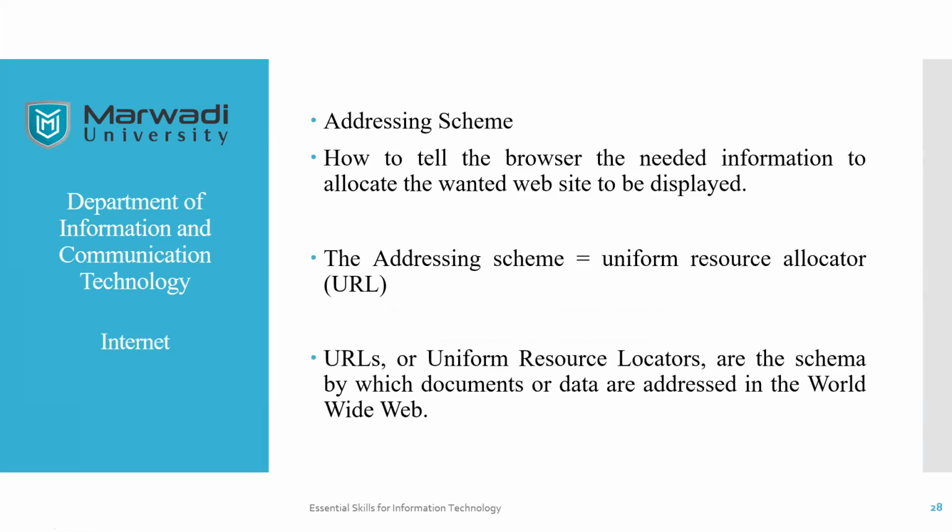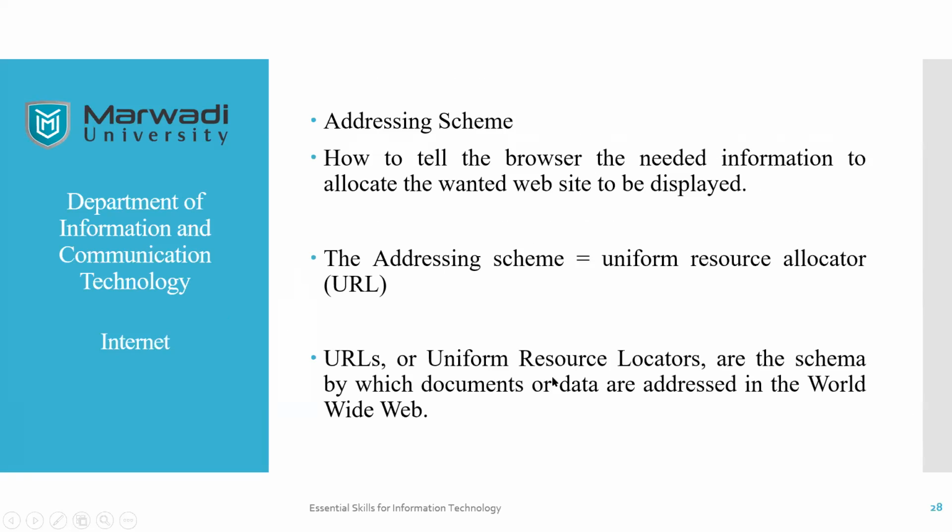Next one is our addressing scheme. How do you tell the browser the needed information to locate the wanted website to be displayed? Suppose you want to communicate with another computer, or you want to visit any web page. How will the browser know that you want to visit that particular website? The addressing scheme is the uniform resource locator. Short form is URL. Most probably people know it as a URL.